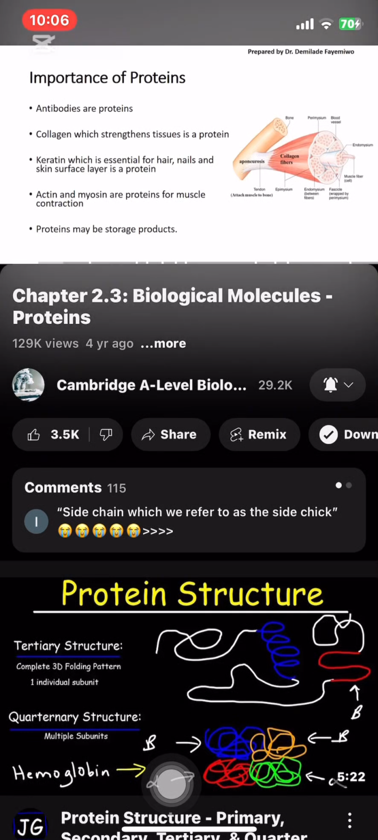Keratin is another protein which is found in hair, nails, and the skin surface layer. Actin and myosin are proteins in muscles, and we will discuss them in more detail when we get to muscle contractions in chapter 15 in A-level chapters. And proteins can also be storage products, but we don't go into any detail about that in this syllabus.